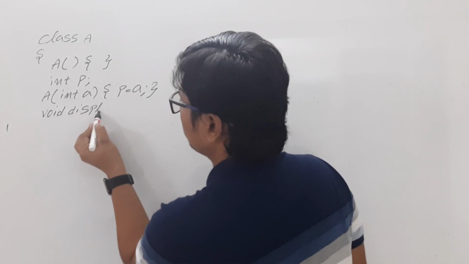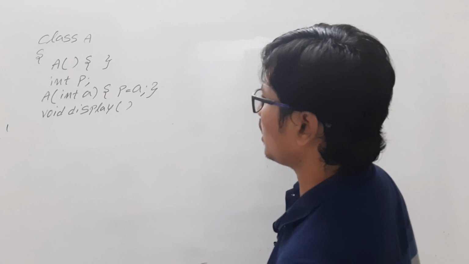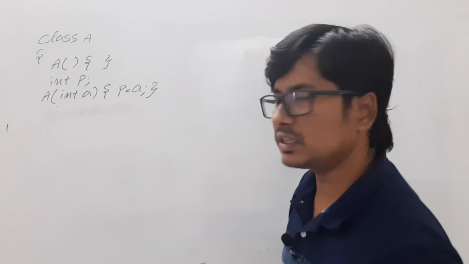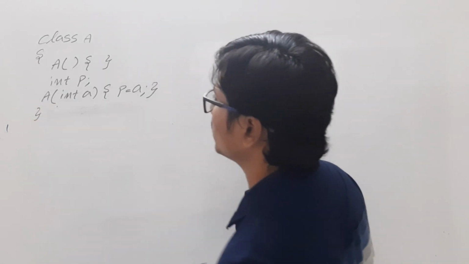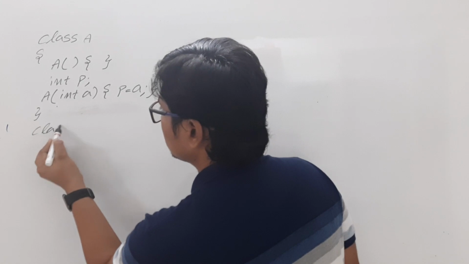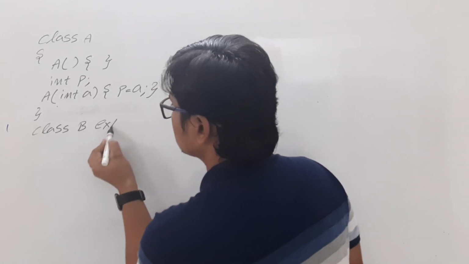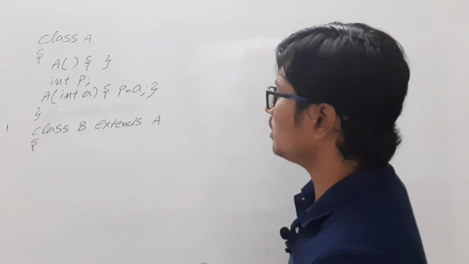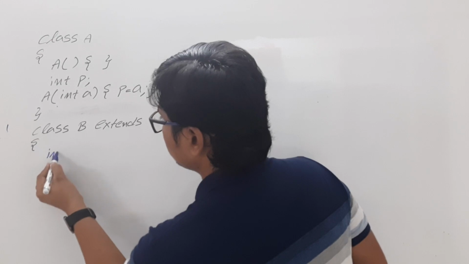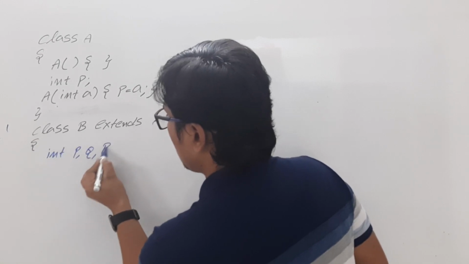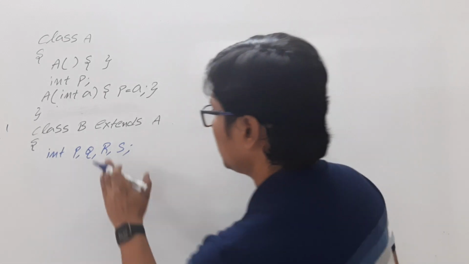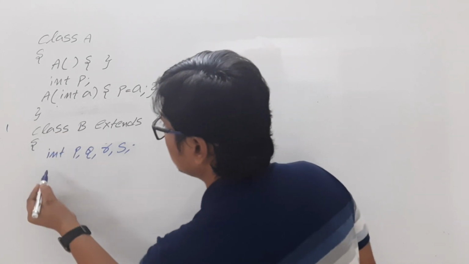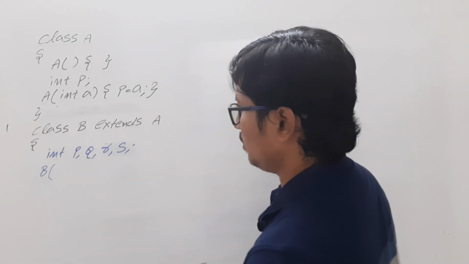This does not matter a lot here. I can avoid this one also. Due to space, let me avoid it, because my focus is only with respect to the constructor. Let me end class A. Then let me take class B extends class A. So it is single level inheritance till now. Then I will declare p, q, r, s. Let me write lowercase only. p, q, r, s, everything in lowercase, and then I am writing B, which is a constructor.